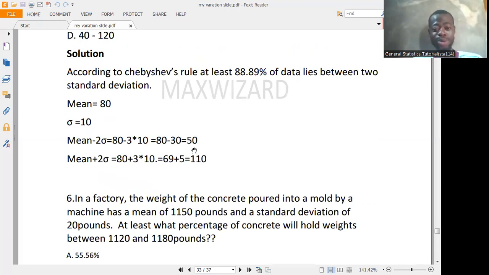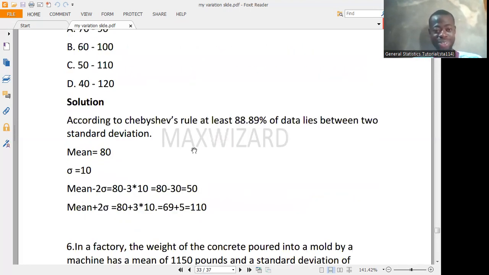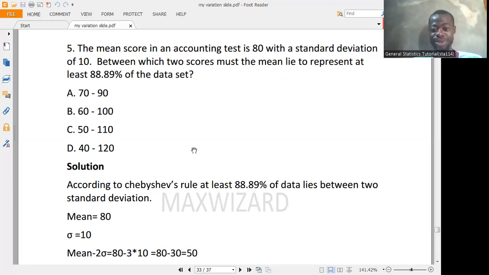Oh, sorry, I almost made a mistake. Sorry, this is 3 standard deviation we are using. Don't get me wrong. It is 3 standard deviation according to Chebyshev rule. So that means 3 times 10 is 30. 80 minus 30 will give us 50. You can see, nobody is free from mistakes. You have to be very careful. That's why you should master the rule very well. So this will give me, in fact, 50. And if I add 30 to it, that will give me 110. So it's 50 to 110.